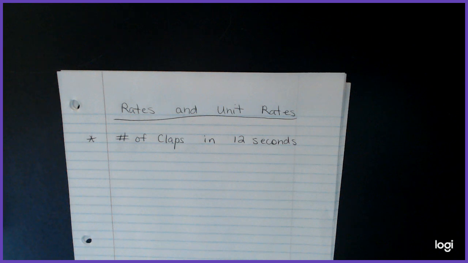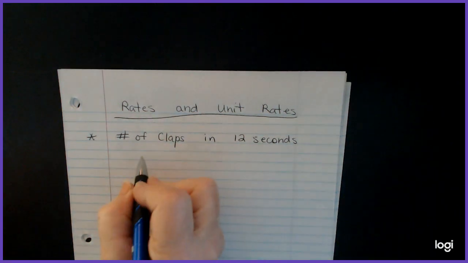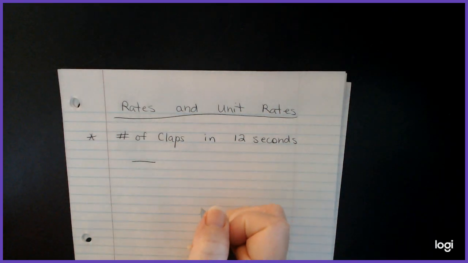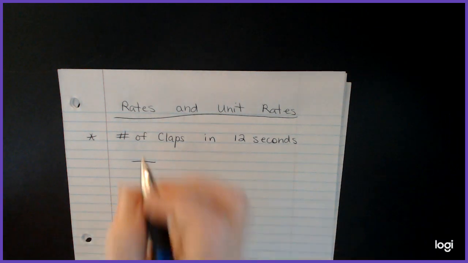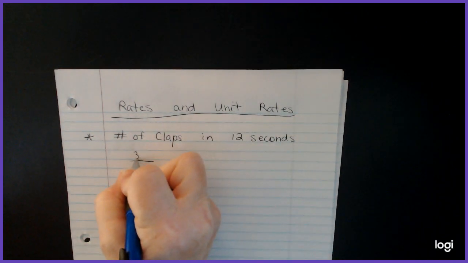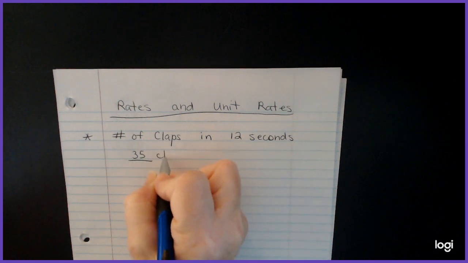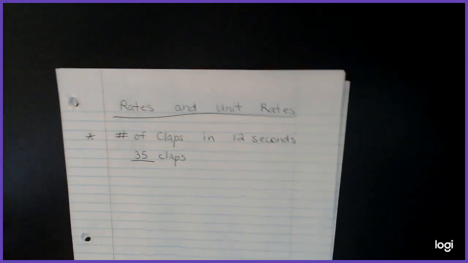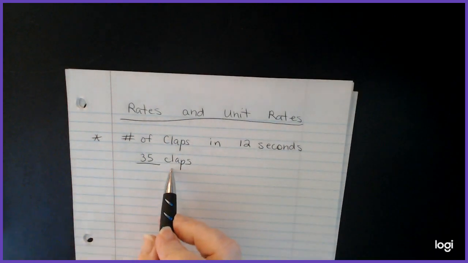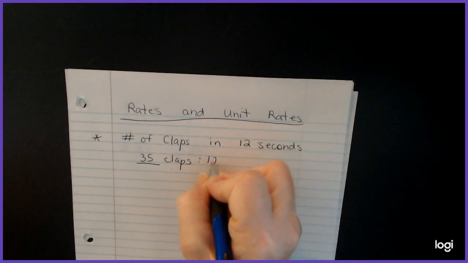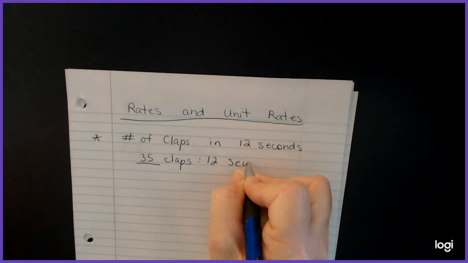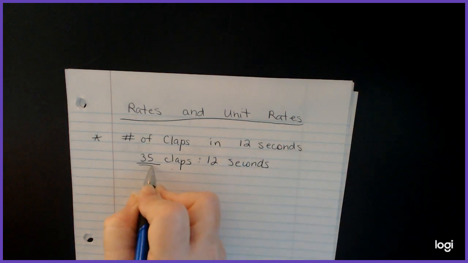All right, would you stop, please? And write down for me the amount of claps that you got in 12 seconds. Okay, whether it was 20, 30, 40, 50, just write down how many claps. Let's just say I had this many, for example. We're going to use this information. Now remember, this was 35 claps in 12 seconds. Okay, so now you need to write down what your claps were.